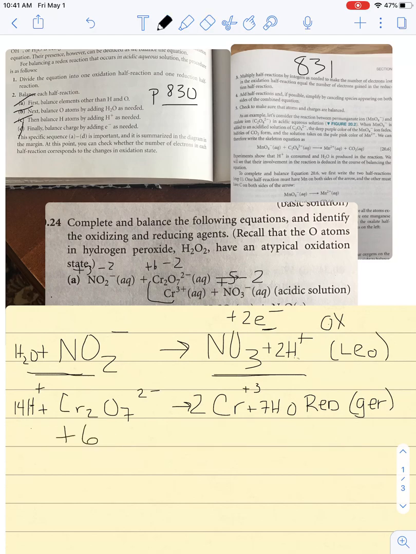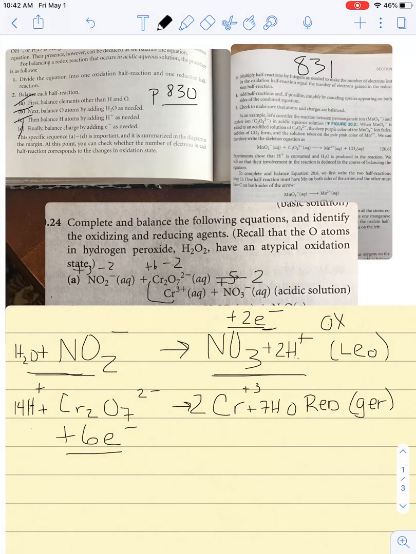So I add 6 electrons here. Now my half reactions are balanced with respect to charges. Now I have to make sure that the total number of electrons gained is equal to the total number of electrons lost. So I can multiply the first half reaction by 3.